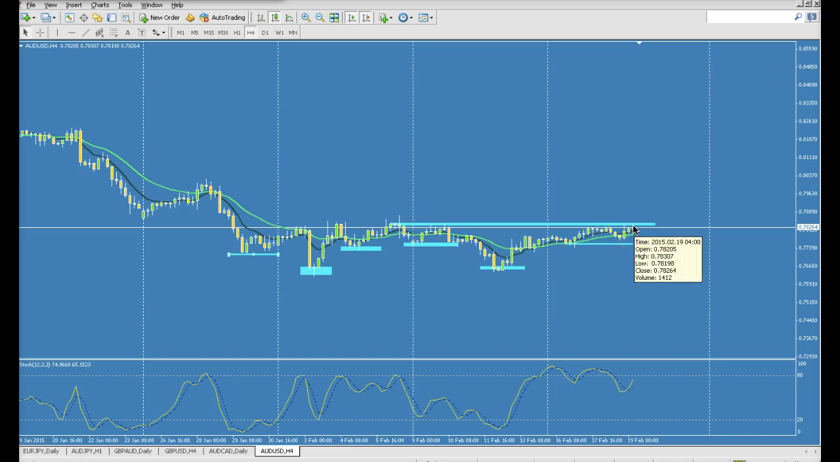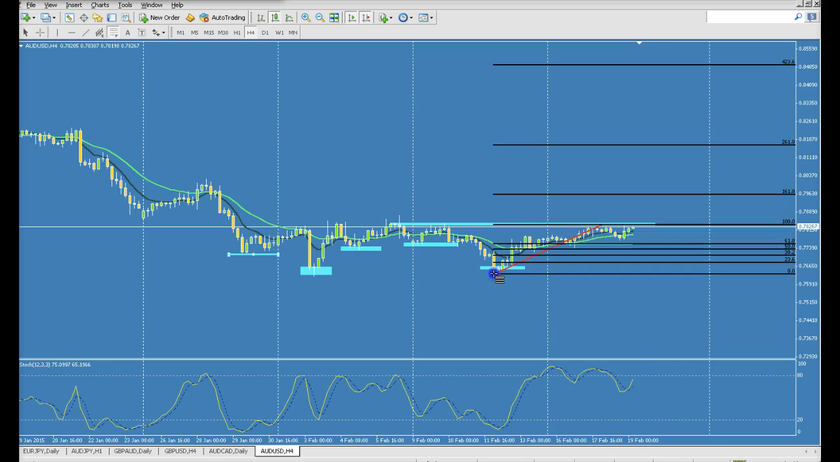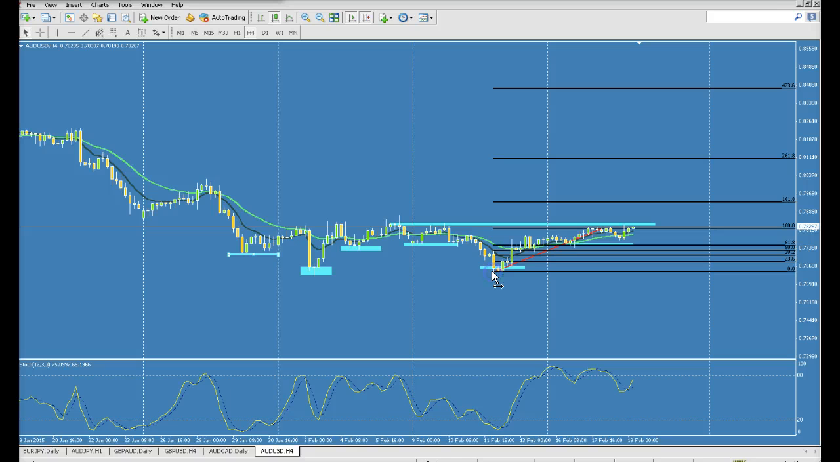Once this 78.25 or 78.50 area is broken and candles can close above this neckline, then we're going to have a nice run up on Australian dollar. And if you're thinking about targets, what I generally do is take my Fibonacci tool and draw it from the neckline all the way down to the head, and then these are my targets.